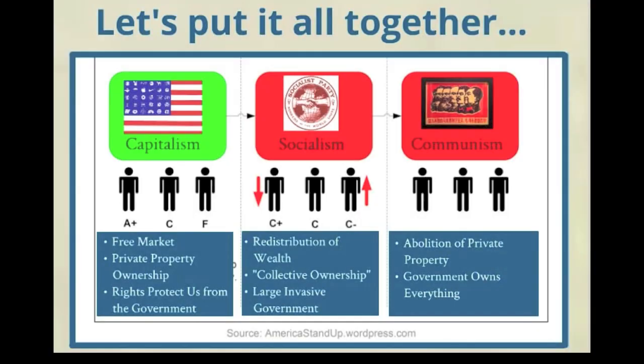Okay, so to summarize really quickly, under capitalism, which you'll find in the United States, it's called a free market system. You have private property and rights that protect us from the government. So the government is supposed to stay out of business. In socialism, you have a redistribution of wealth, collective ownership of some vital industries, and a larger, more invasive government. The government's more involved in business.